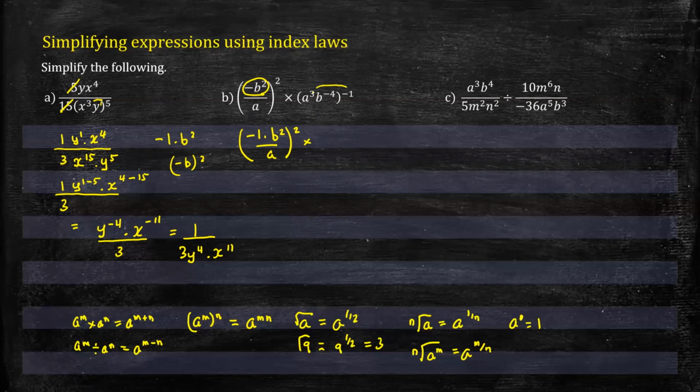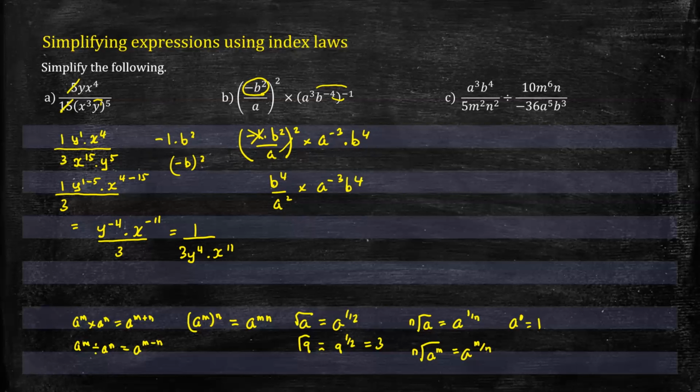(a^3 b^(-4)) to the negative 1. So 3 times negative 1 is negative 3. Negative 4 times negative 1 is 4. So that would be times b^4. So on the left side, we have negative 1 squared, and negative 1 times negative 1 is 1. So that can be ignored. We have b squared squared, so that's going to be b^4 on a^2 as well. So we square the denominator in the same way we square the numerator, times a^(-3) b^4.